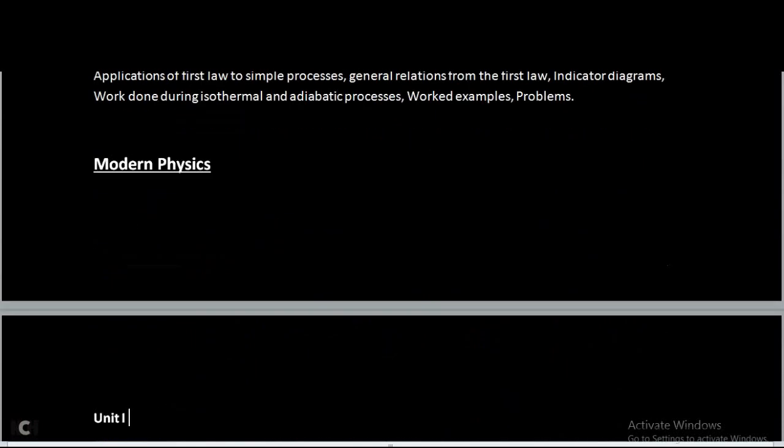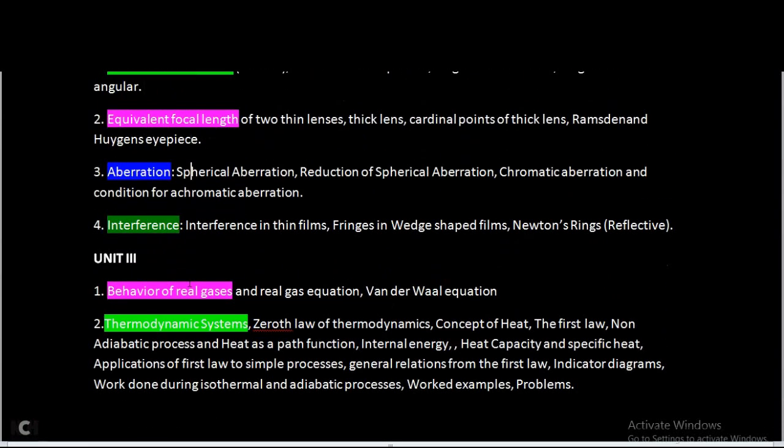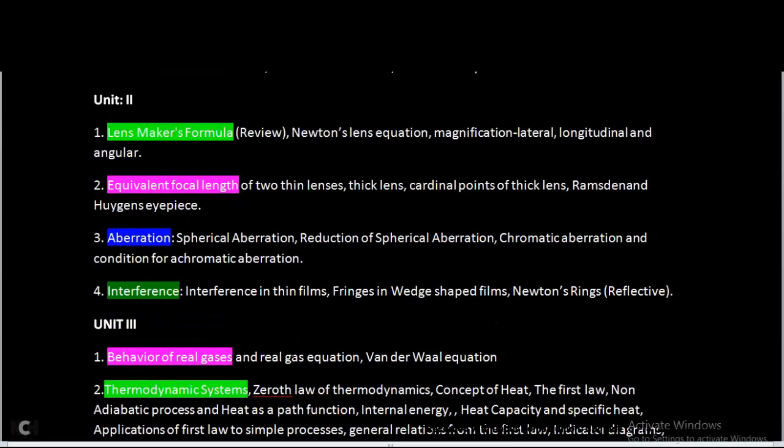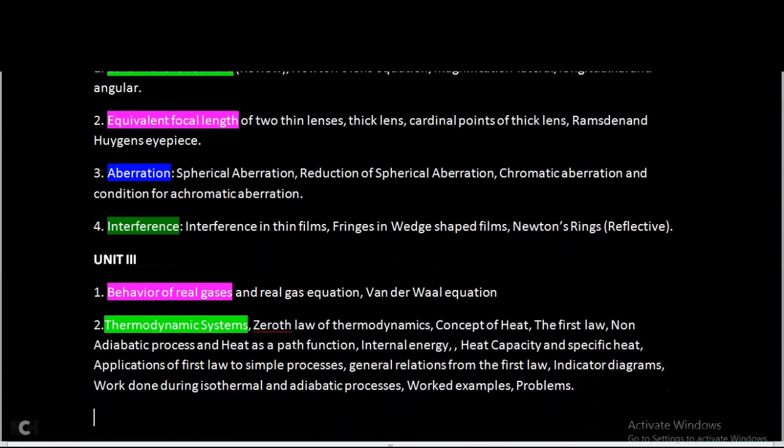Then in unit 3, behavior of real gases. In 12th also you have seen real gases according to the parameters of pressure, volume and temperature, all gas laws and all. Then van der Waals equation. Okay, then thermodynamic system and kinetic theory, you have studied in 12th also: the zeroth law of thermodynamics and all, concept of heat, internal energy, enthalpy and all. These adiabatic processes, isothermal, all these concepts you have to revise in this first year of BSc physics, because this is semester 1, that means the first year physics syllabus.